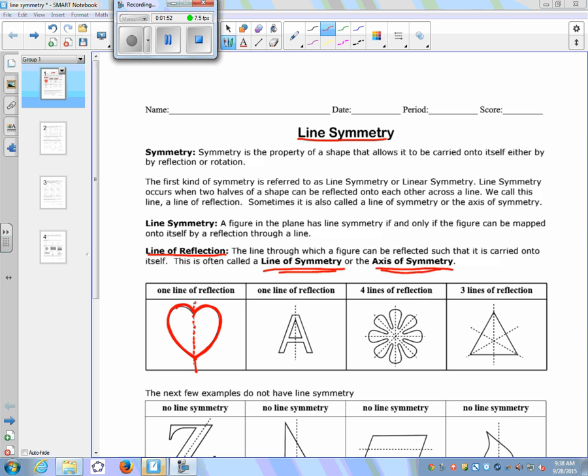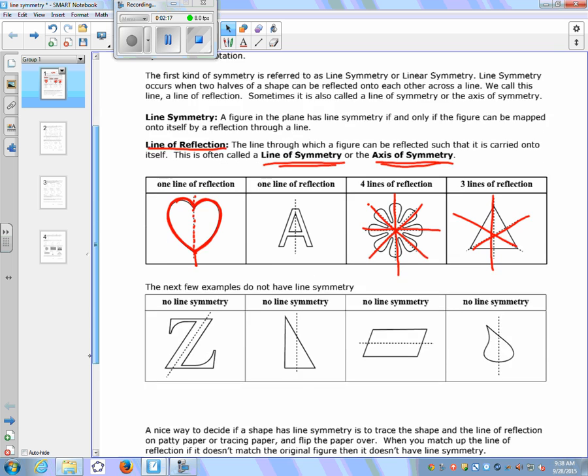This letter A only has one, but this figure kind of looks like a flower. There's lots of lines of symmetry. 1, 2, 3, actually 4 lines of symmetry that go through that flower. This one is an equilateral triangle. It has 3 lines of symmetry. 1, 2, 3. Okay, so there can be more than one line of symmetry through a figure.